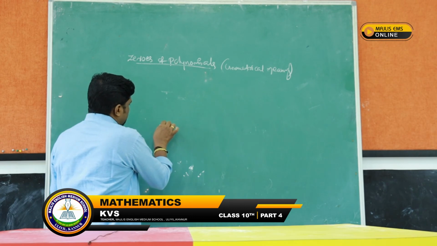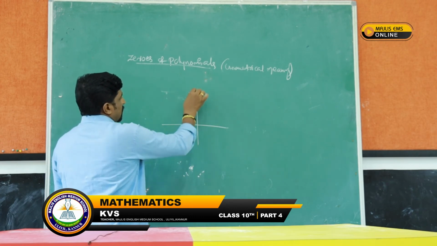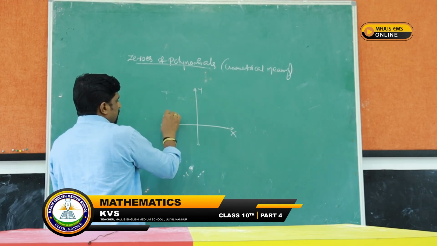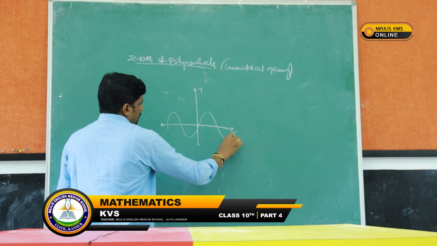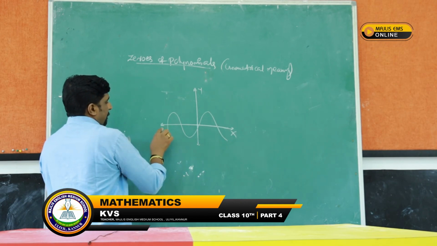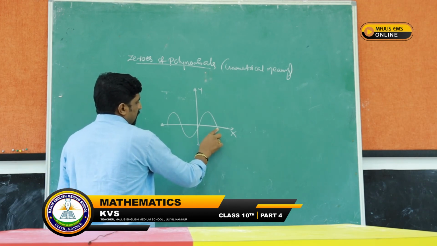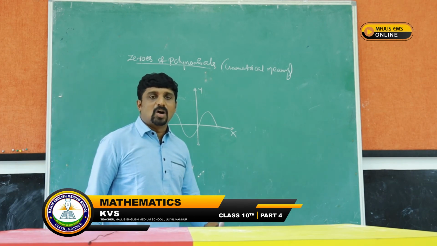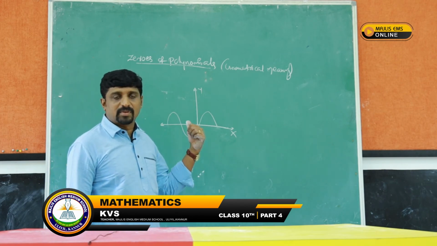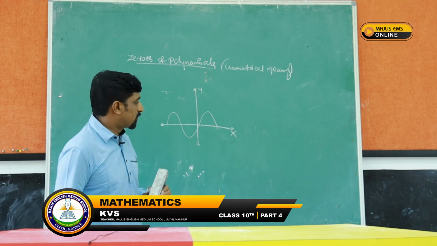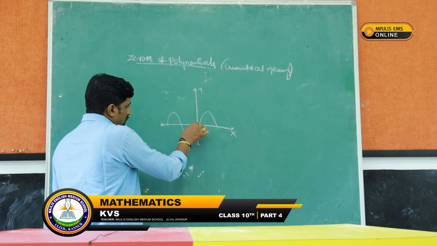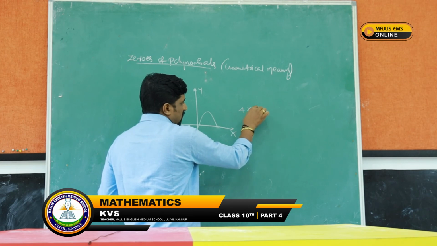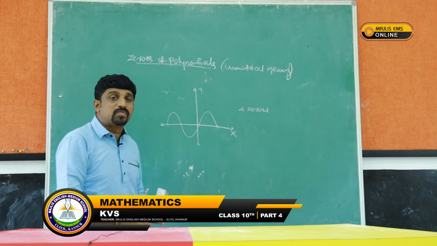Then suppose I give one more example. X-axis and y-axis like this. If I draw a graph like this, here how many zeros? How many zeros does this graph have? So here we count 1, 2, 3, 4. Therefore, here we can conclude 4 zeros.